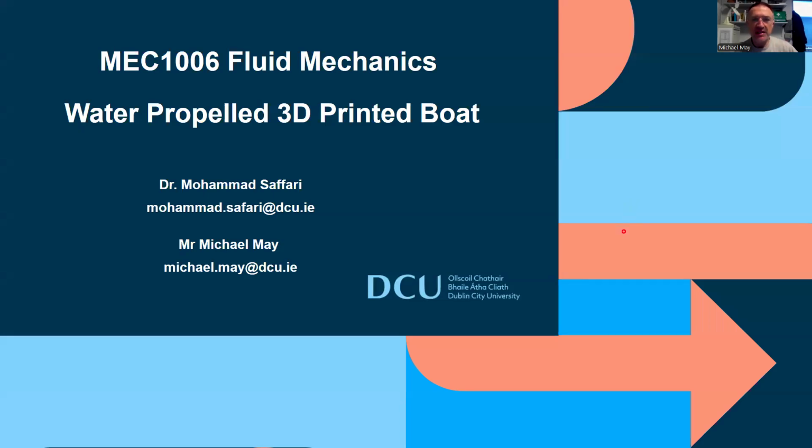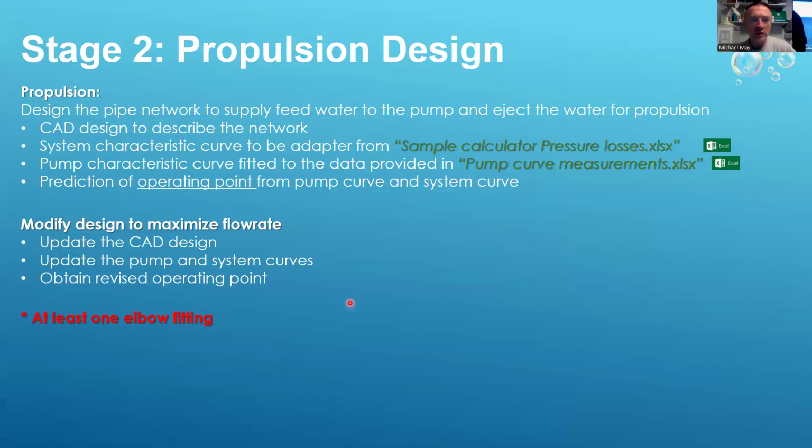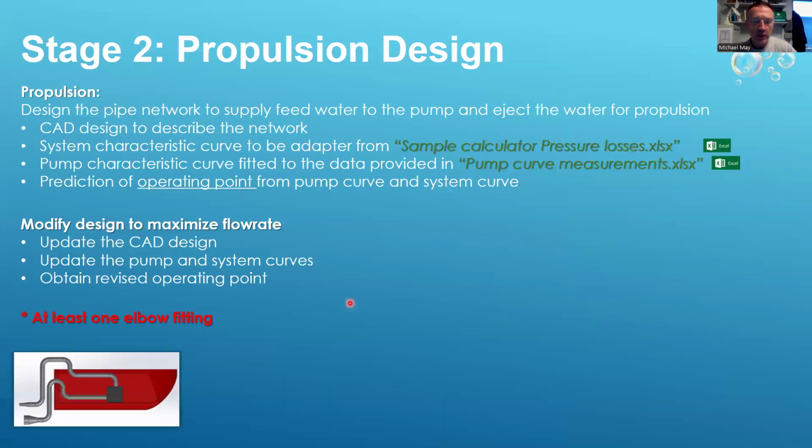So we've reached the second stage of the project, and this will wrap up on the 6th of March when the deliverables will be due, and we will begin the final stage on the 13th of March. What we're doing now is incorporating the propulsion system into the boat, which is the small water pump. You design a pipe network to draw that fluid in and expel it out, and it will go out at a higher volumetric flow rate and pressure. That will provide the propulsion force to move the boat forward.